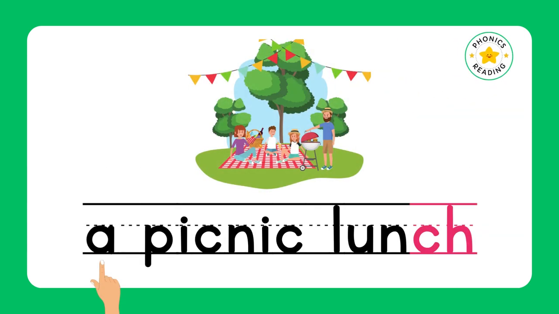Let's start. Say the sounds loudly with me and blend them and read. P, i, k, n, i, c. Blend them. Picnic. L-u-n-ch. Lunch. CH is a digraph. A picnic lunch.